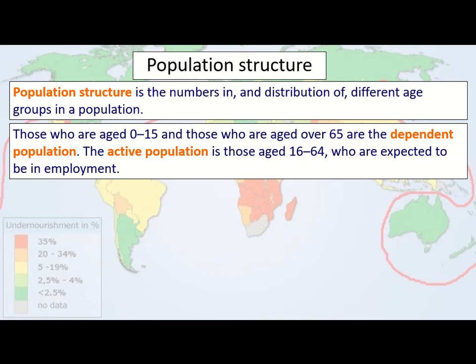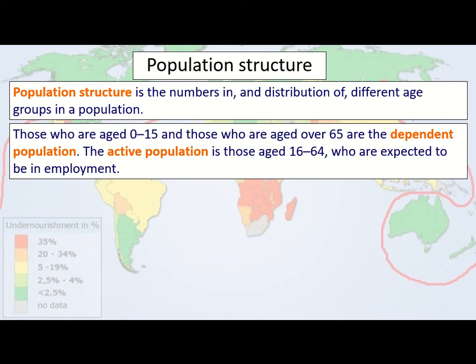Okay, and then we've got three names for those people. Those three groups of people represent your population structure. 0 to 15 we call the young dependents. Over 65 we call the elderly dependents, and anything between that, 16 to 64, are called the active population or the working population. So the 0 to 15 and the over 65s are both dependents, okay?